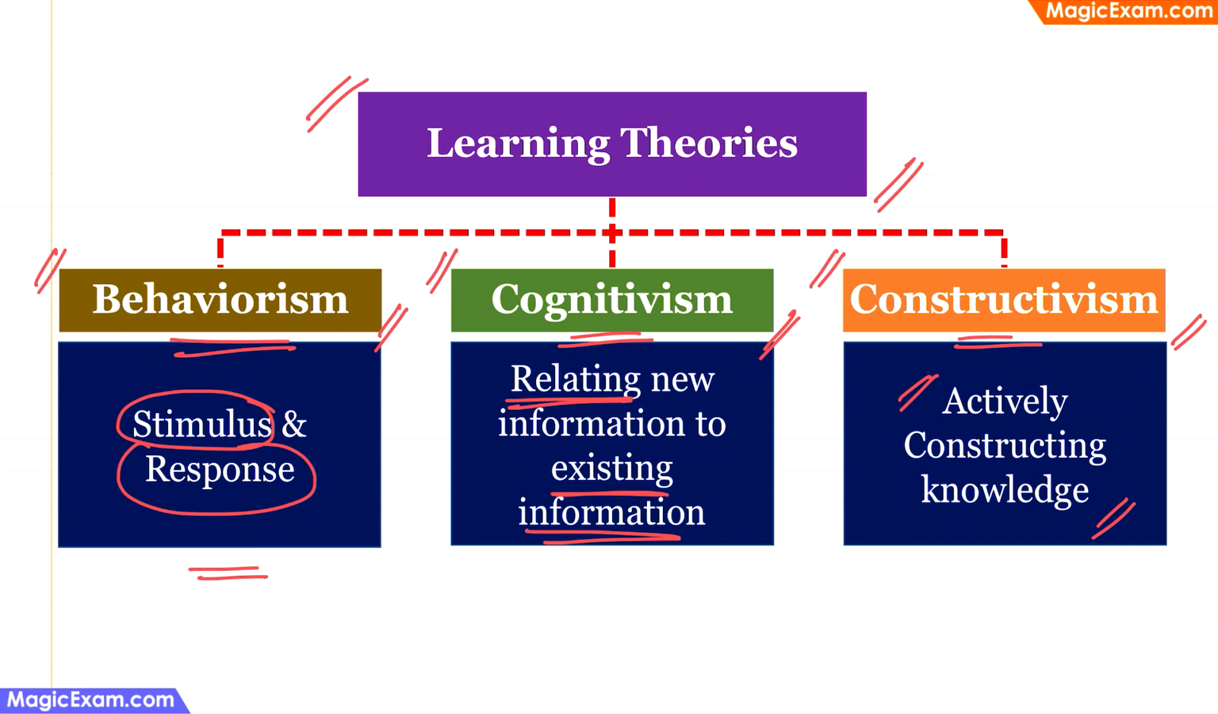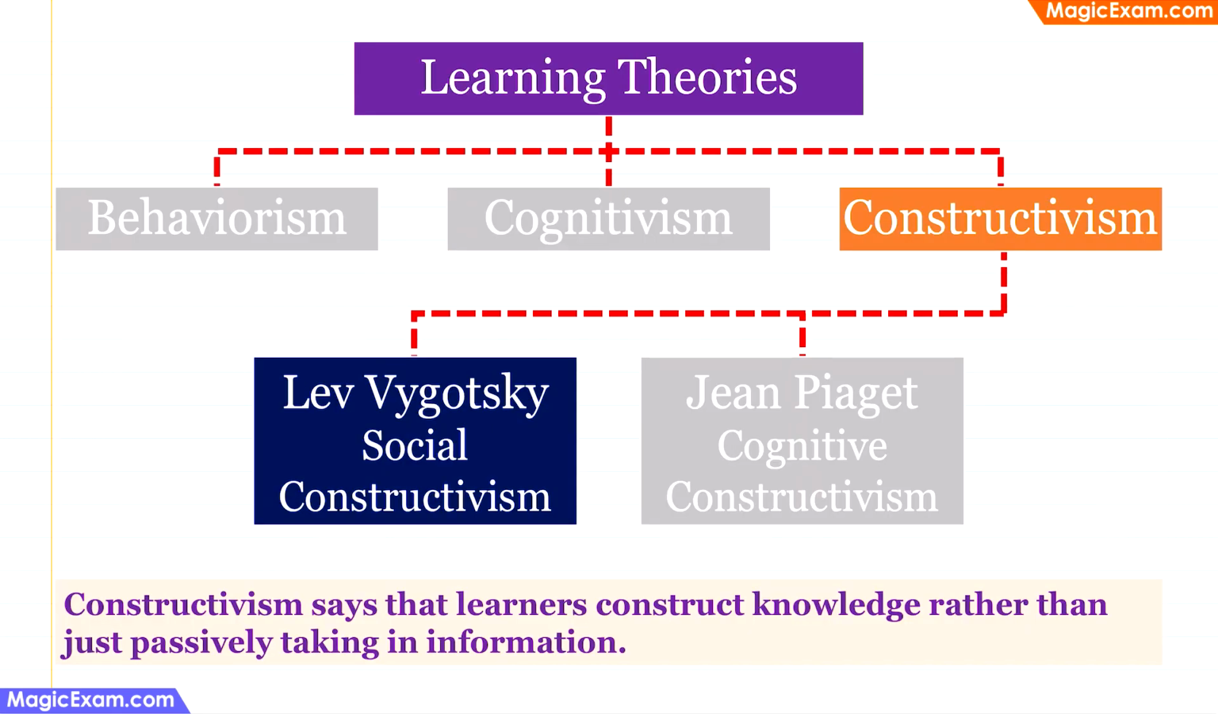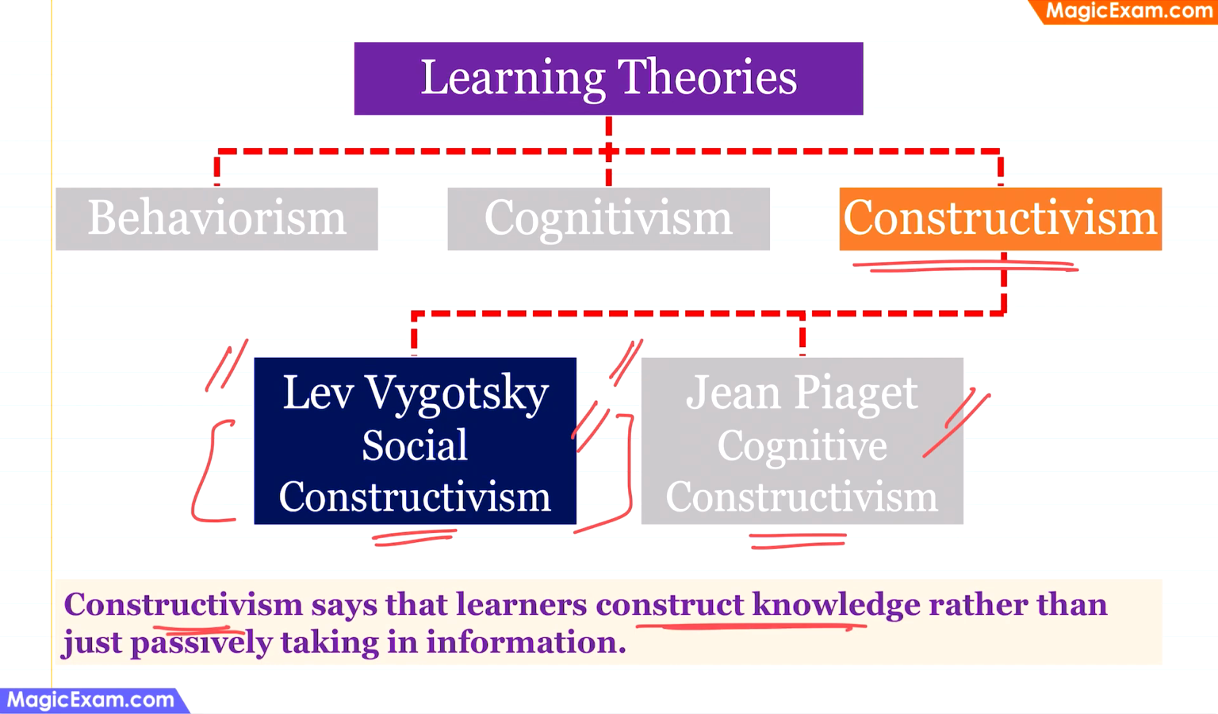That is, they will receive information from various sources, they will process this information and play an active part in construction of knowledge in the brain, and not just passively receive information from outside. In the CDP syllabus, there are 2 main theorists who have been discussed in the context of constructivism. That is Lev Vygotsky and Jean Piaget. Now, Jean Piaget was known for his theory of cognitive constructivism, and Lev Vygotsky is known for his theory of social constructivism. So we will learn a little more about this social constructivism in the next few slides. So constructivism says that learners construct knowledge rather than just passively taking in information.